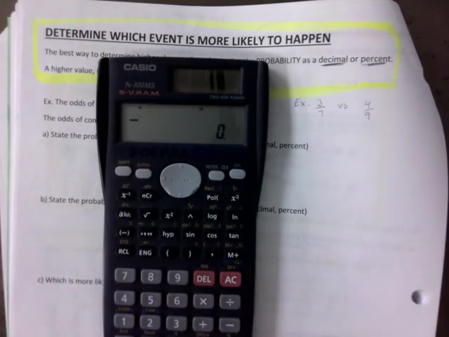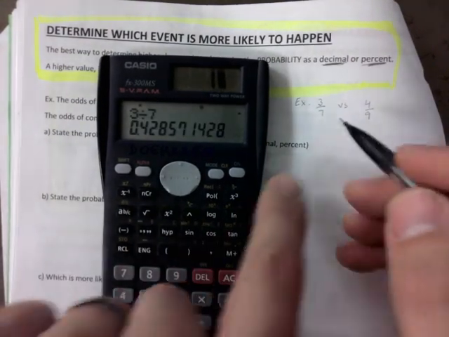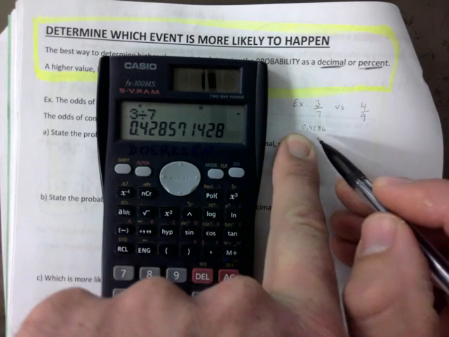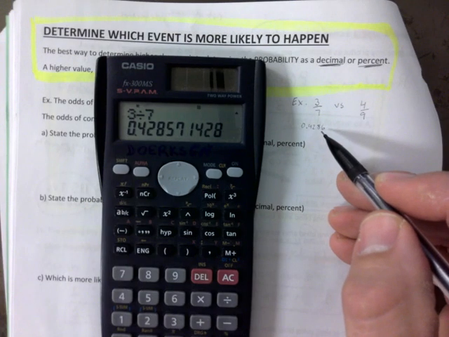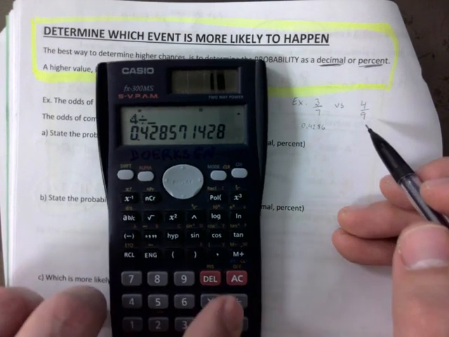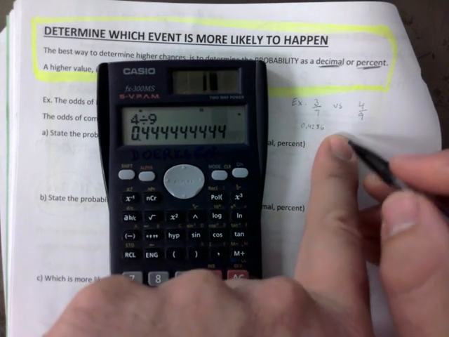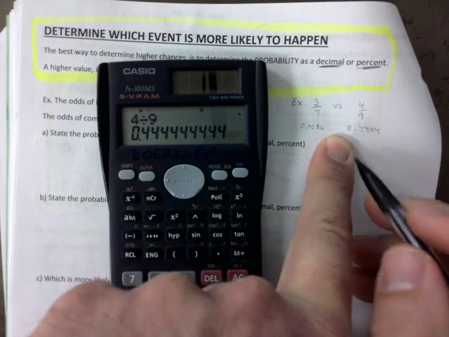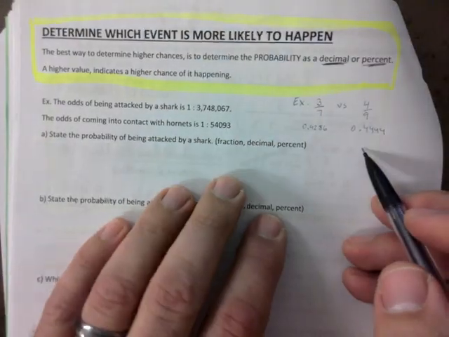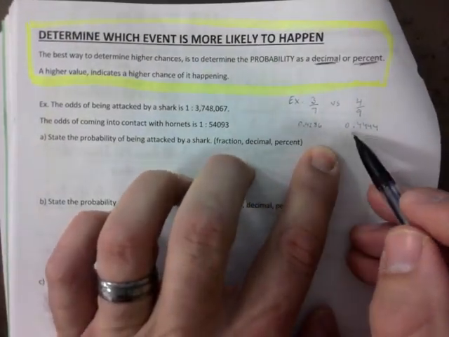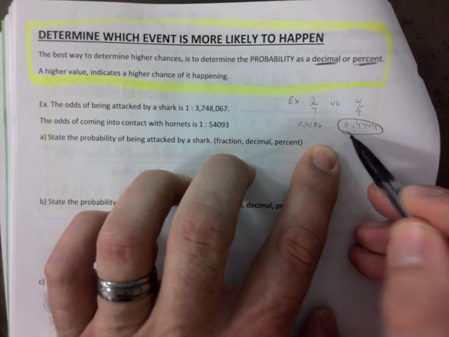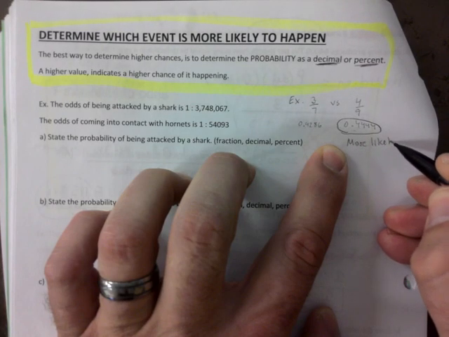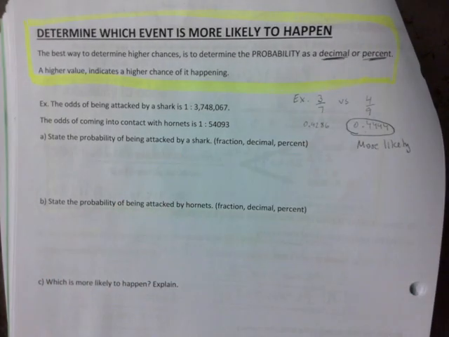Grab your calculator, and then you just go 3 divided by 7, and don't necessarily round too soon. But this ends up being 0.4286 rounded. Then I'm going to go 4 divided by 9, and that's 0.4444, right? So in this case, between these two, this one is more likely to happen. Not by much, but it is more likely to happen.